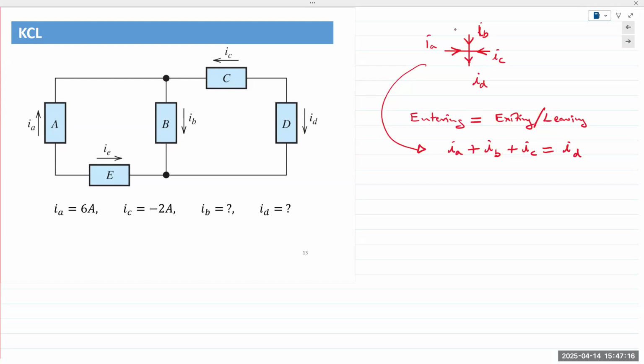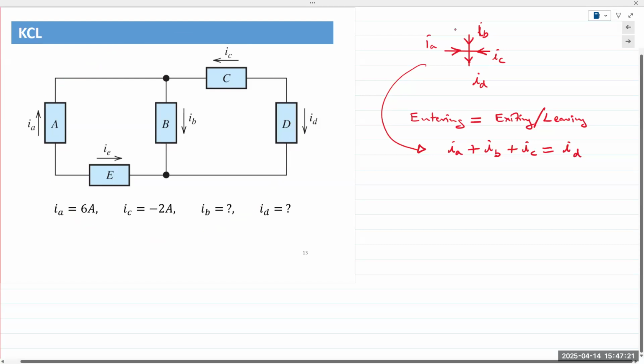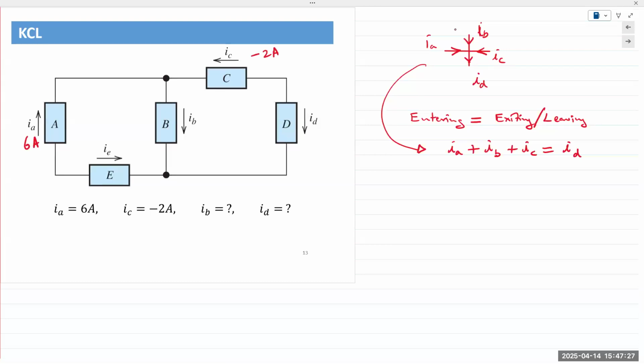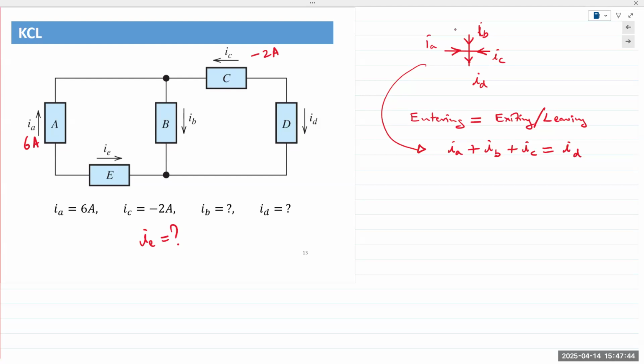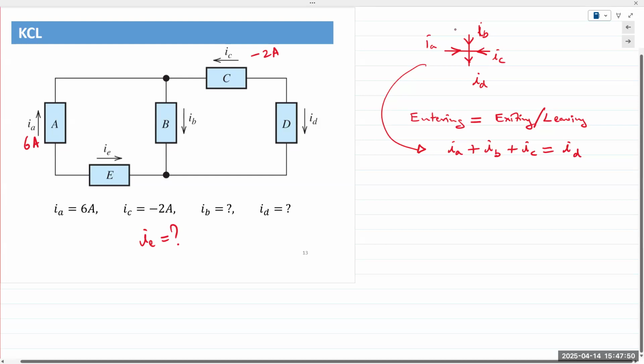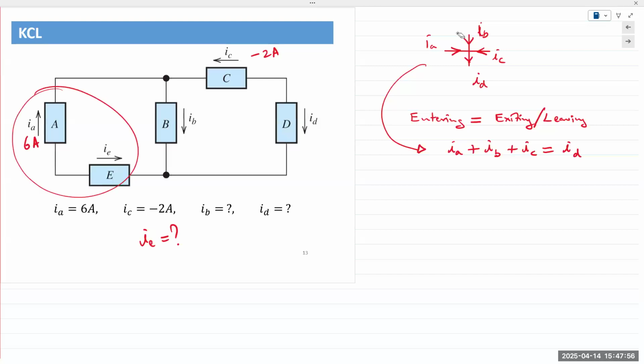So based on that, let's look at the example here. We are given IA 6 amps. IC is given as -2 amps. Let's put down IE also. So IB, ID, and IE need to be determined. So you have IA and IC given to us. We need to determine IB, ID, and IE. Simplistic example, straightforward. So let's start with IA and IE.